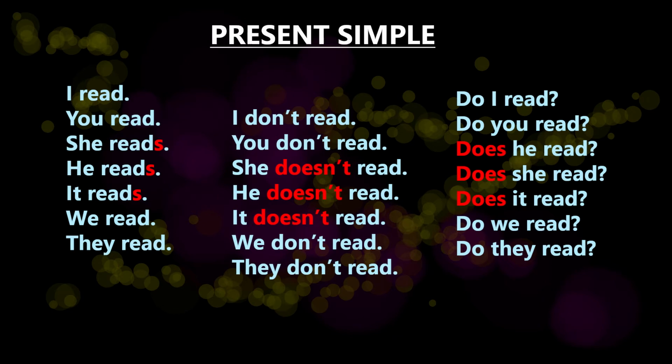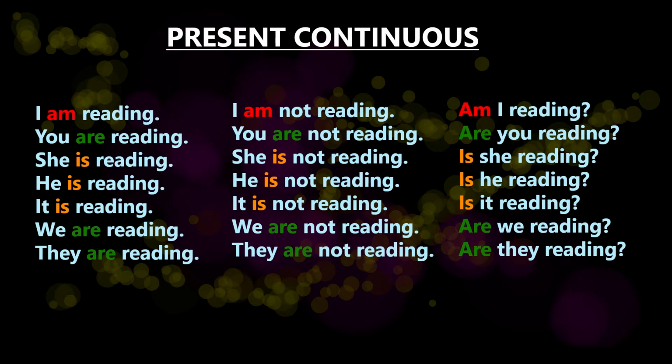Does he read? Does she read? Does it read? Do we read? Do they read? Present continuous. I am reading, you are reading, she is reading, he is reading, it is reading, we are reading, they are reading. I am not reading, you are not reading, she is not reading, he is not reading, it is not reading, we are not reading, they are not reading.